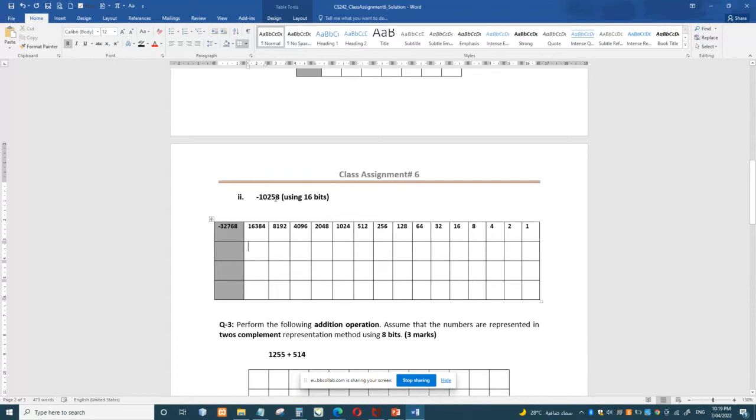When the numbers are big, the safest way is that you just represent plus 10,258, and then you flip it and add 1 to it, and you get the result.